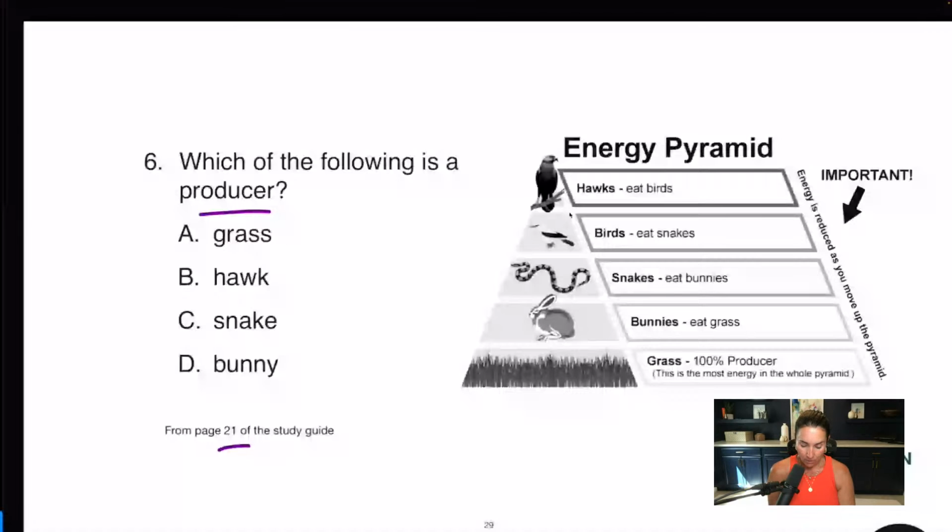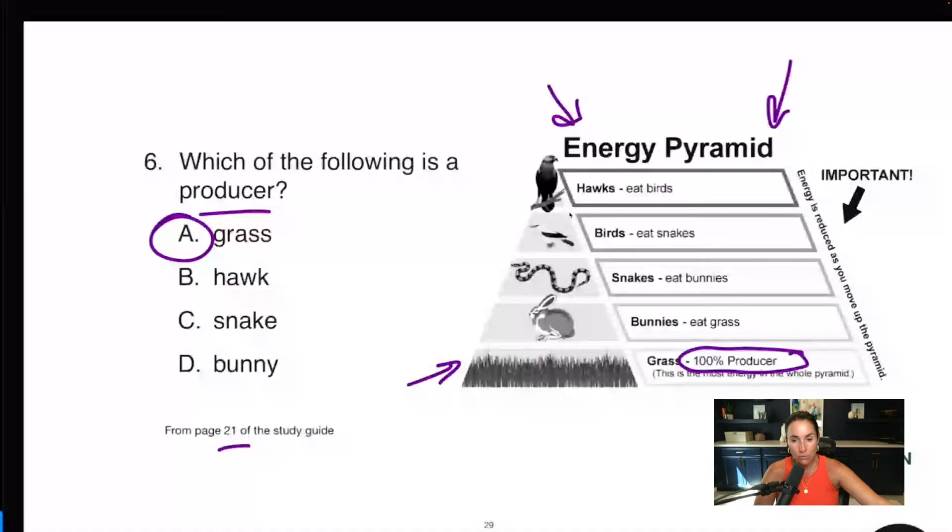Now, I added this here. This is from the actual study guide. I have this energy pyramid in the study guide. And you could see it says 100% producer, which is grass, right? But you may not have this on the test. They may not give you the actual diagram. I added it here because I want you to see that the grass is 100% producer.